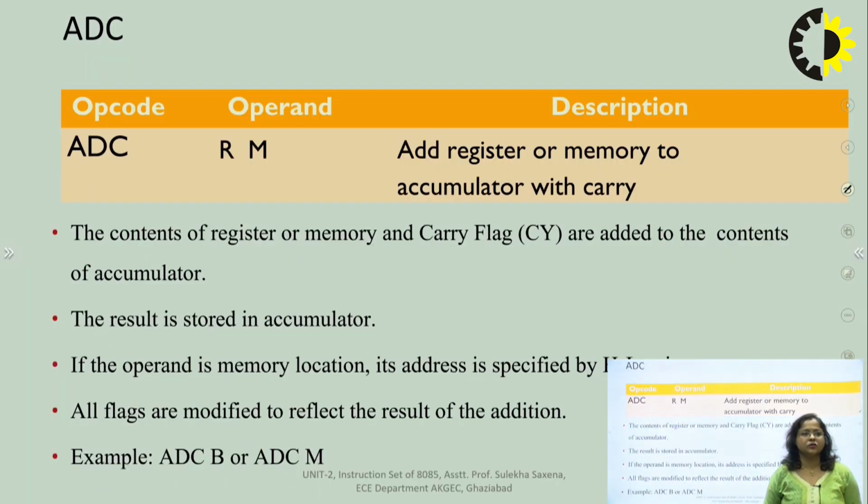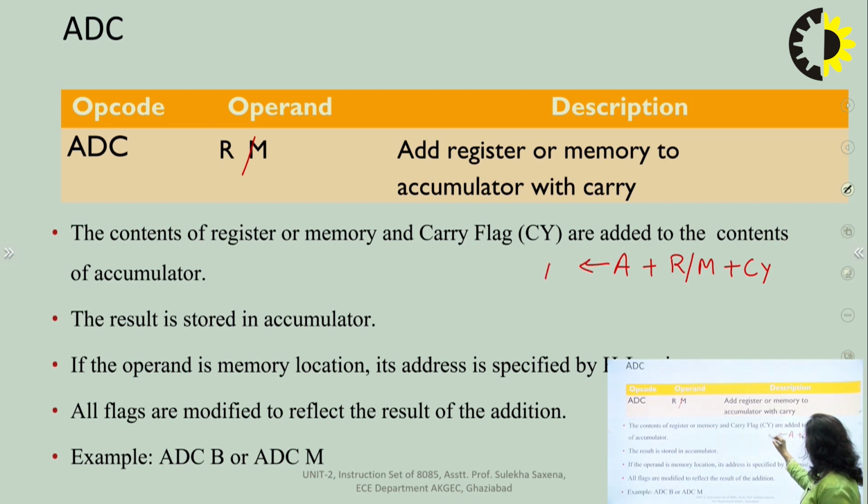Now the second instruction is ADC. This instruction adds accumulator plus register or memory location plus carry flag to accumulator, that is, add with carry. So, add register or memory location with carry flag to accumulator. The rest of the operation will be performed in a similar way.